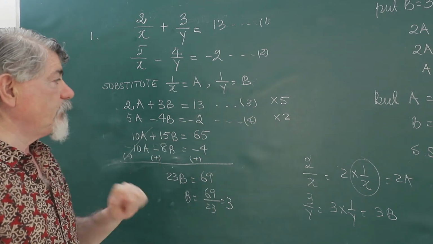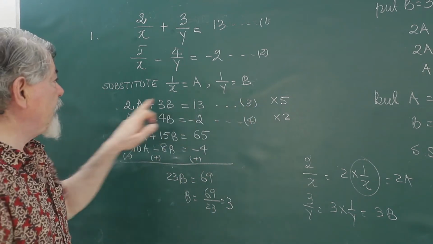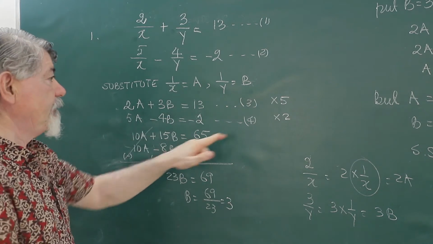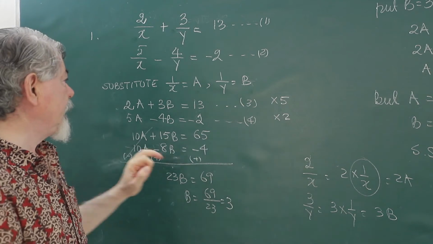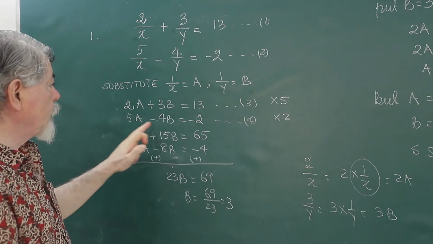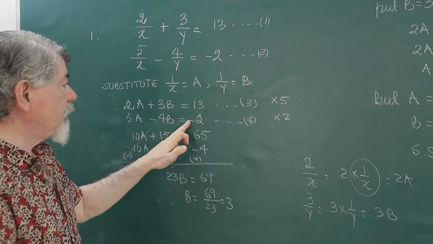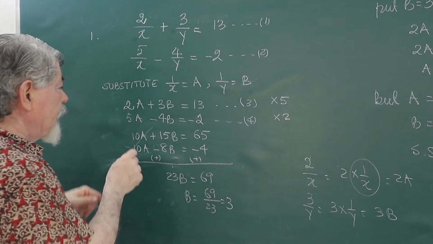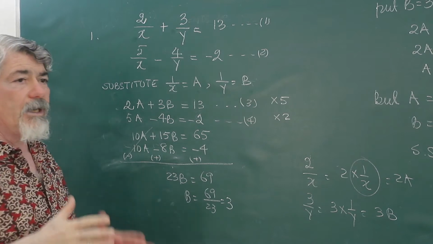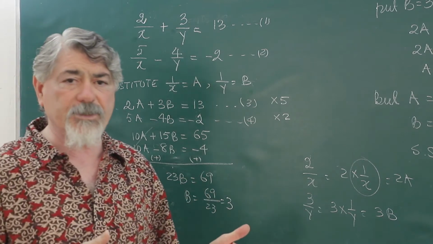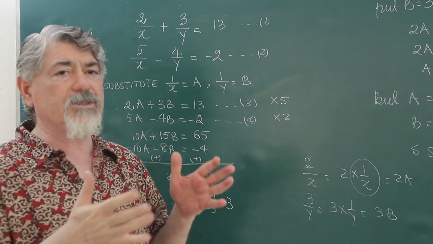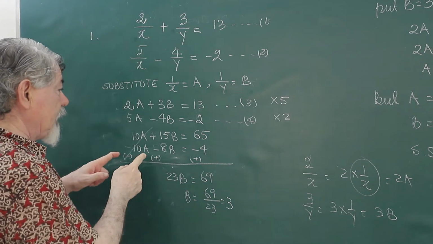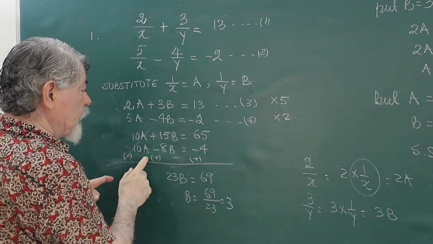When I do this multiplication, I get 5 2s are 10a, 5 3s are 15b, 5 13s are 65. And when I multiply by 2, I get 2 5s are 10a, 2 4s are 8b, and 2 into minus 2 is minus 4. And because 10a and 10a both have the same sign, that is positive here, what I need to do to eliminate is subtract. So I subtract equation 4 from equation 3.